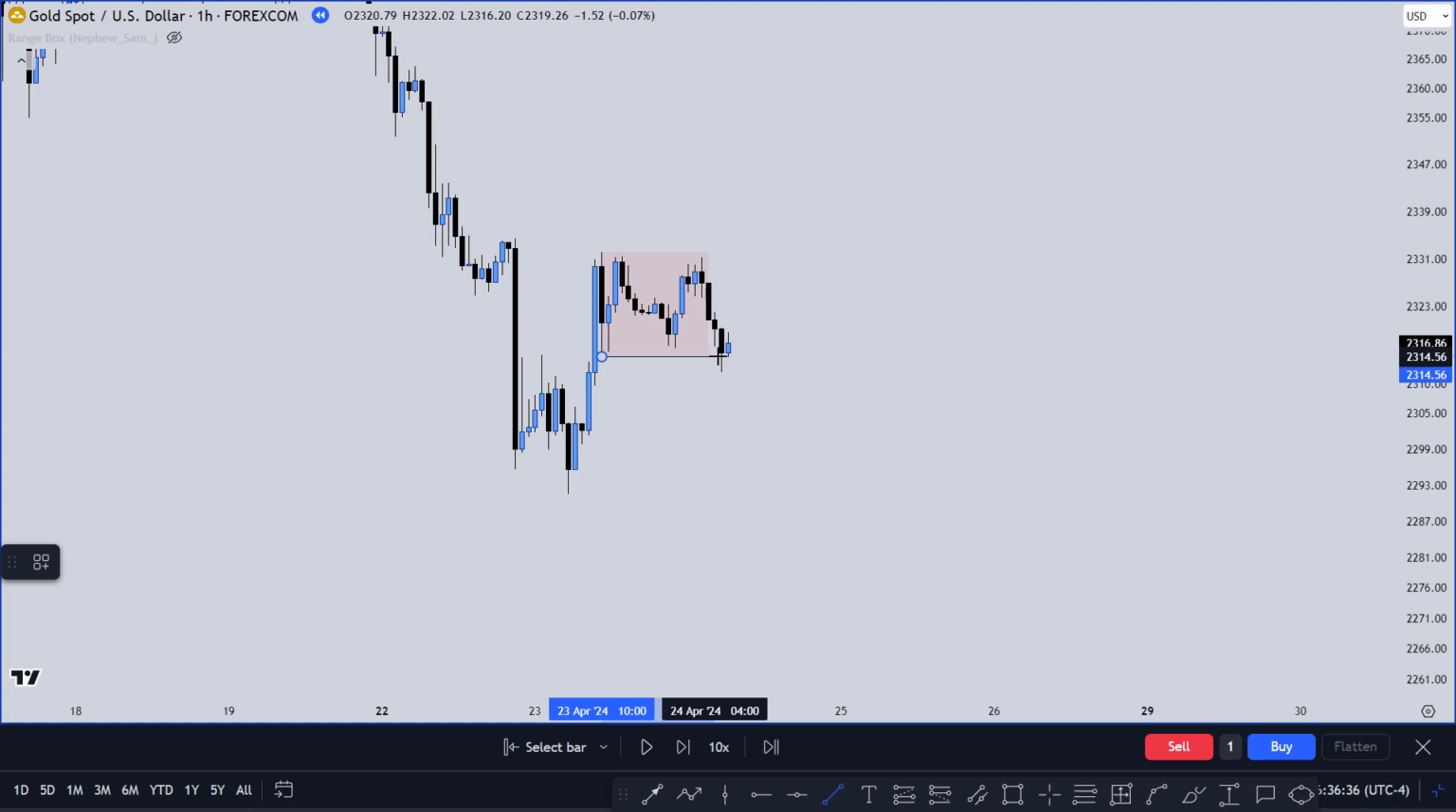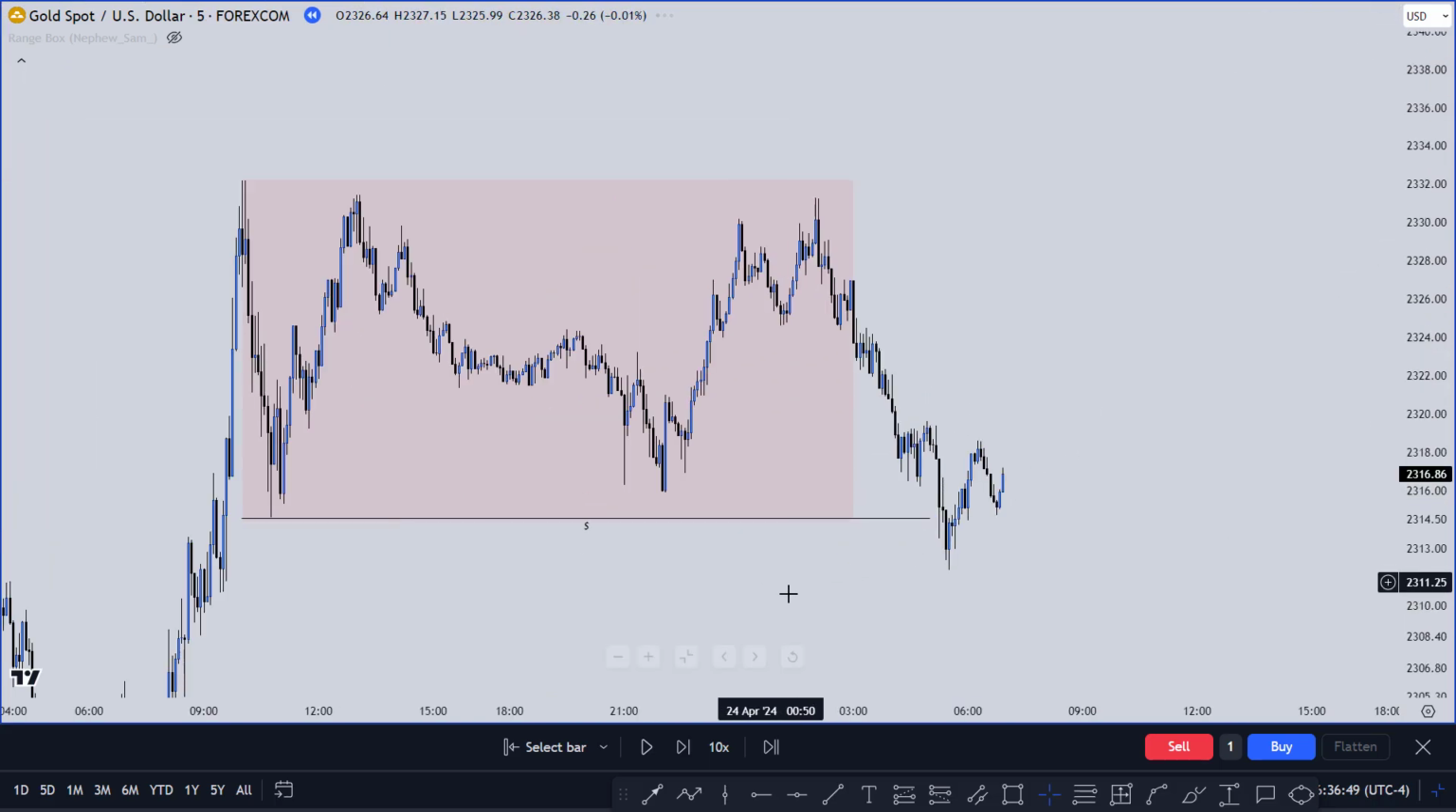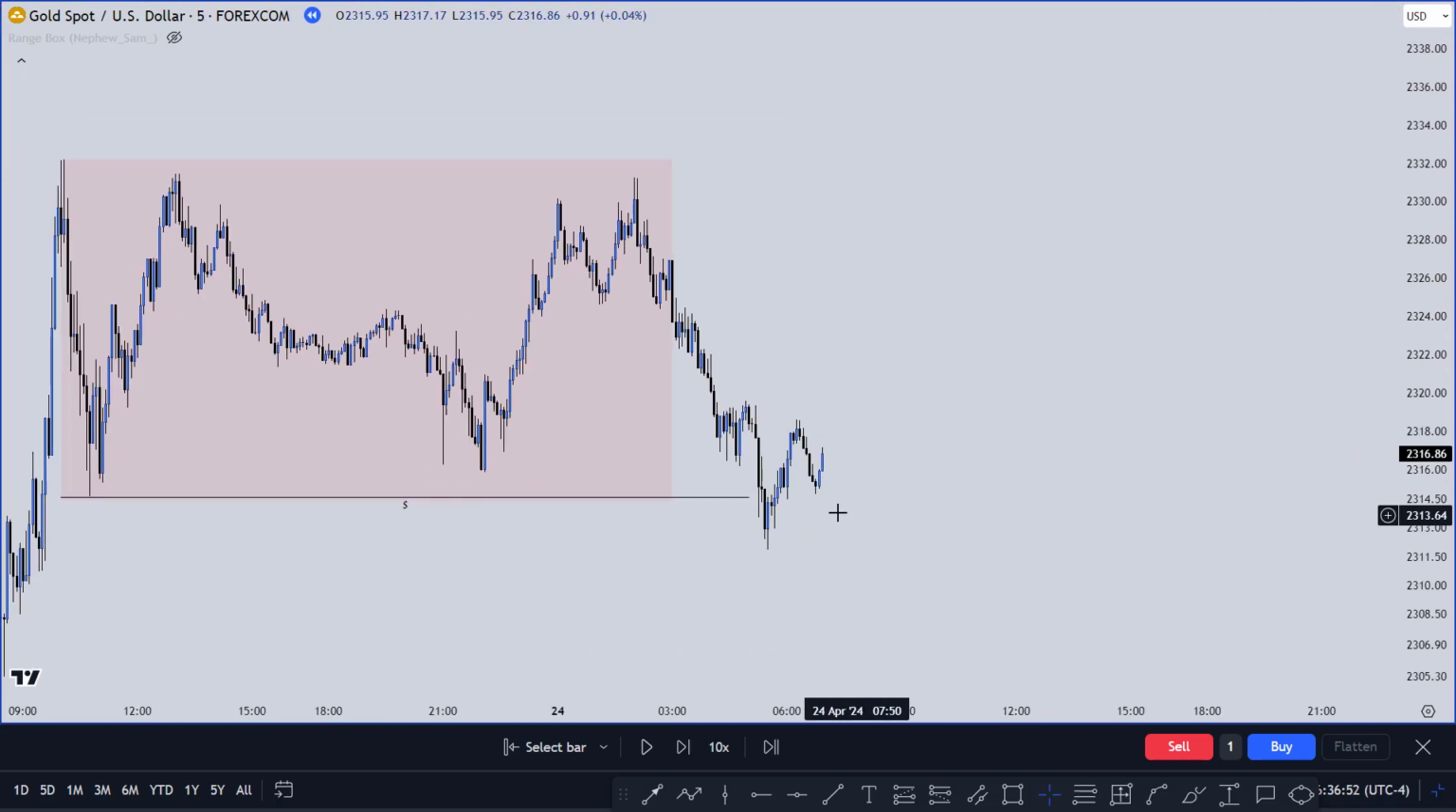an hourly liquidity sweep. So what do we have here? We just have our hourly liquidity sweep. This is our liquidity sweep. And then after we have gotten our hourly liquidity sweep, what do we wait for? We wait for a market structure shift.